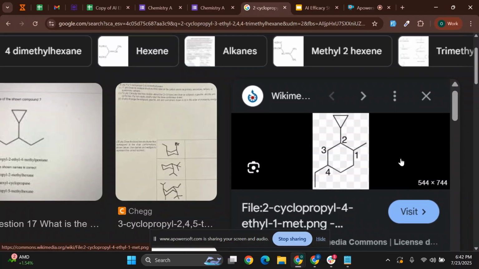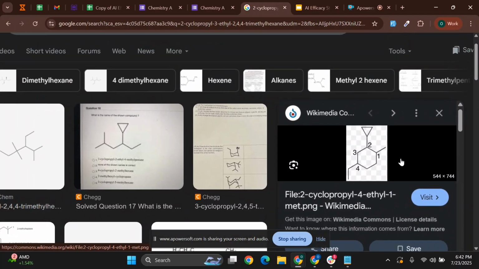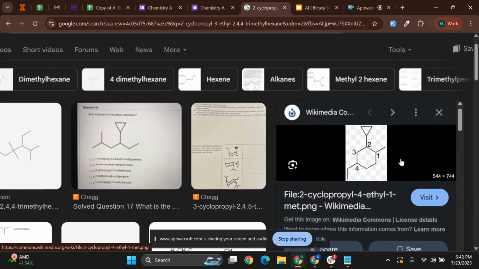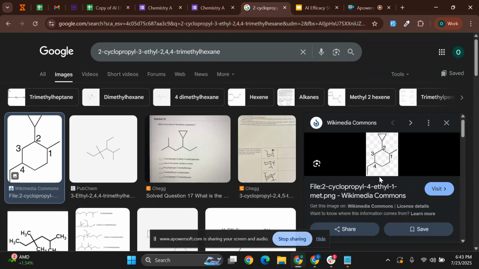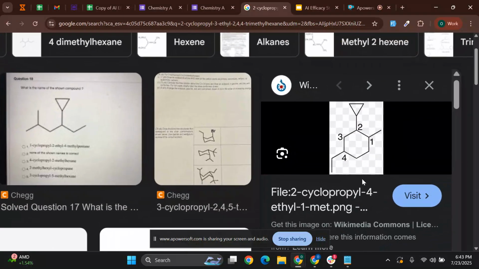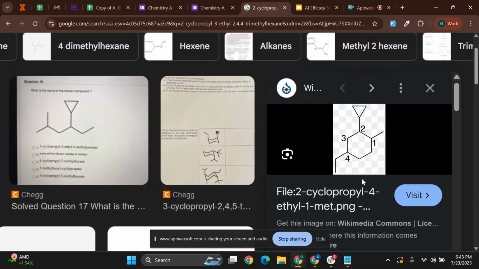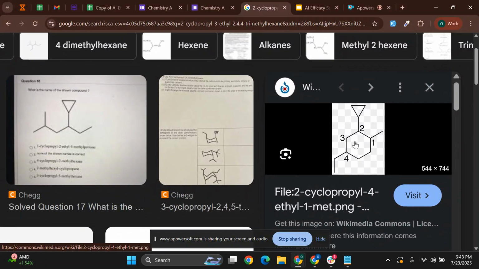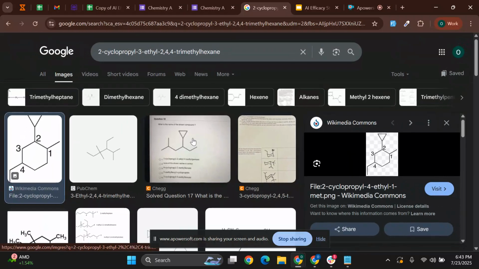Okay, this is 2 cyclopropyl for ethyl. One, two, three, and four. This is 4 ethyl. One, two. This is three, and this is 4 ethyl. And one, two cyclopropyl. Two, I don't.